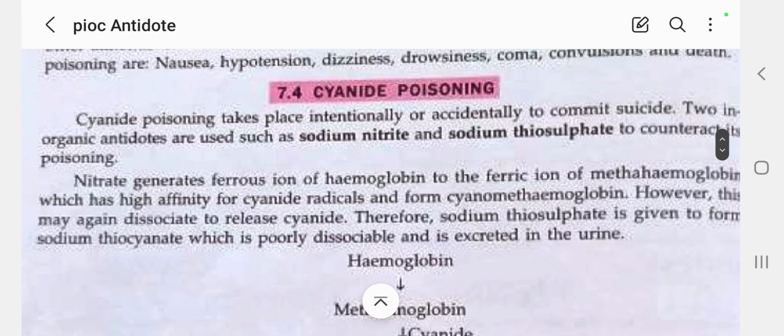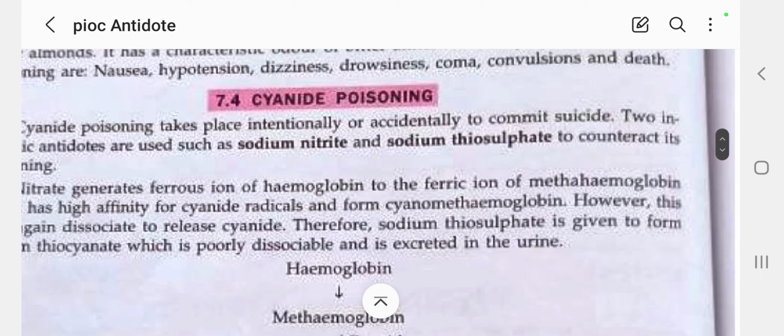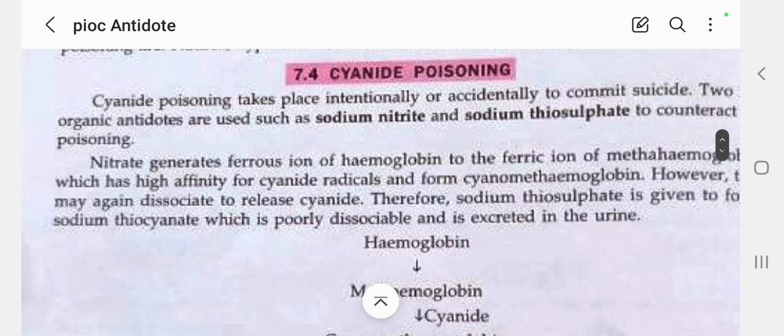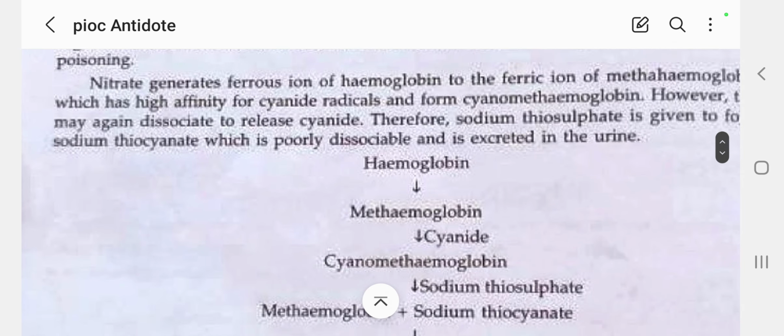So now we'll see about cyanide poisoning. Cyanide poisoning takes place intentionally or accidentally, to commit suicide. What are the two inorganic antidotes? Sodium nitrite, NaNO2, and sodium thiosulfate. These come under physiological antidotes. Here we'll see what the mechanism of action of the physiological antidote is.